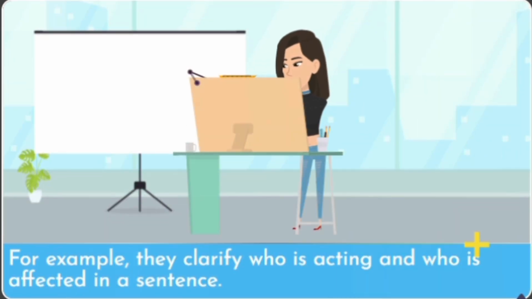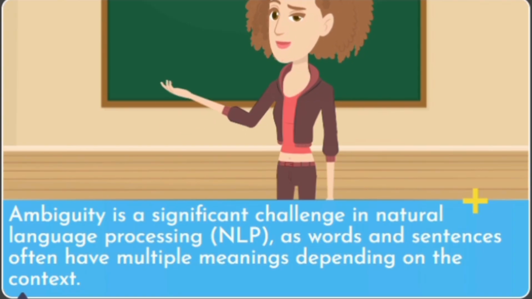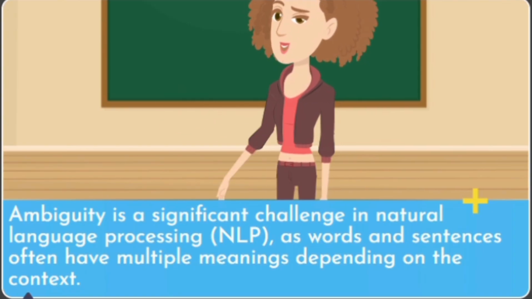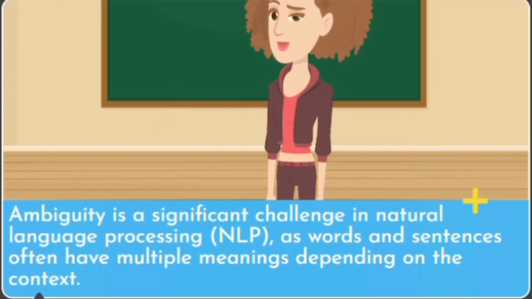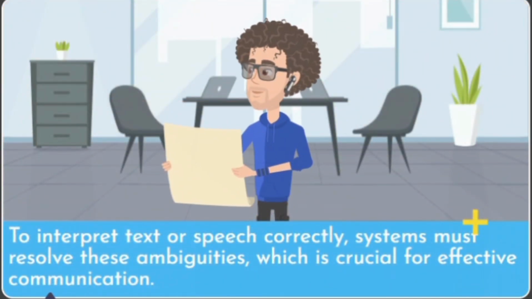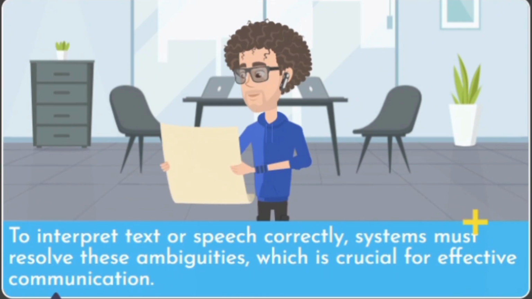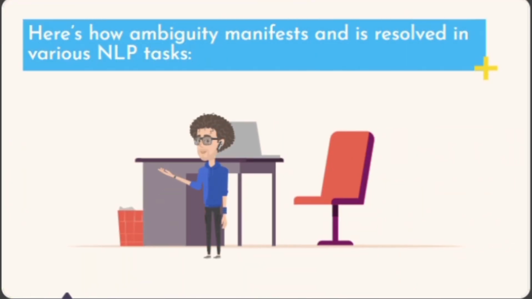For example, they clarify who is acting and who is affected in a sentence. Ambiguity is a significant challenge in natural language processing, NLP, as words and sentences often have multiple meanings depending on the context. To interpret text or speech correctly, systems must resolve these ambiguities, which is crucial for effective communication. Here's how ambiguity manifests and is resolved in various NLP tasks.